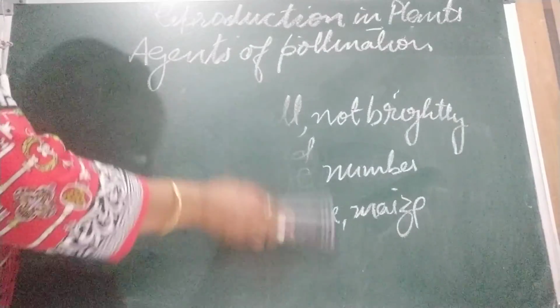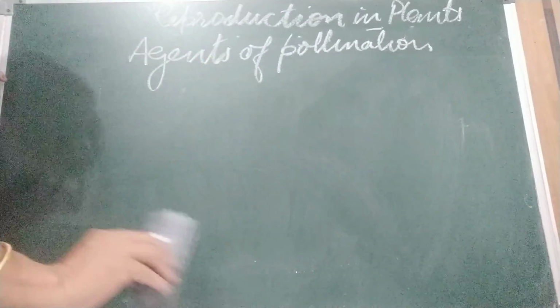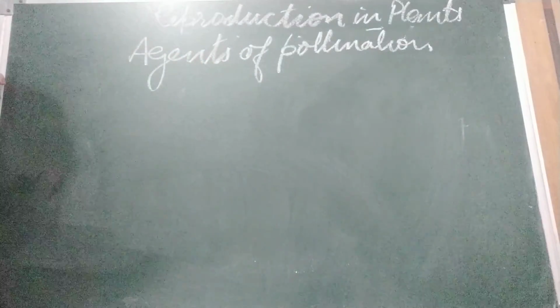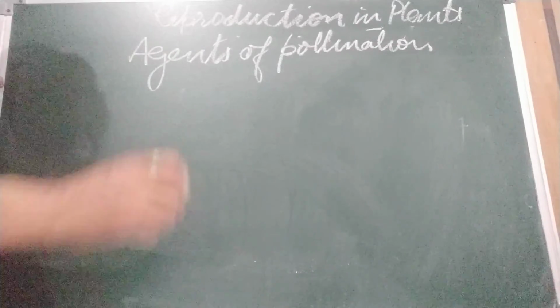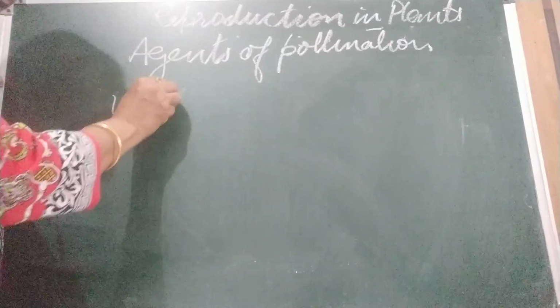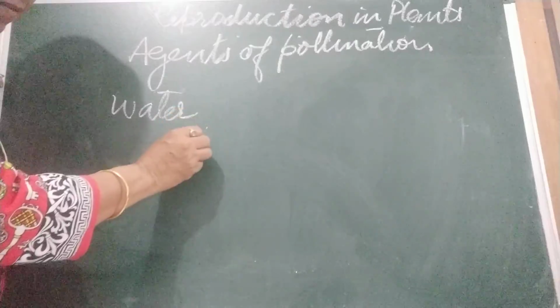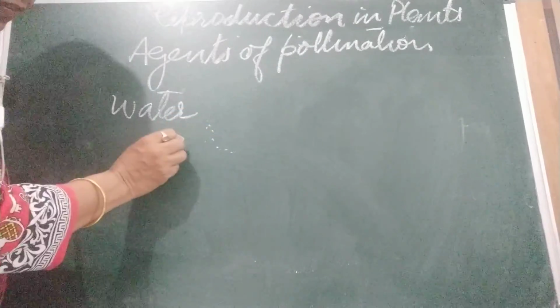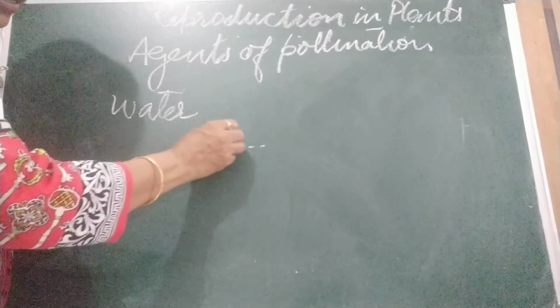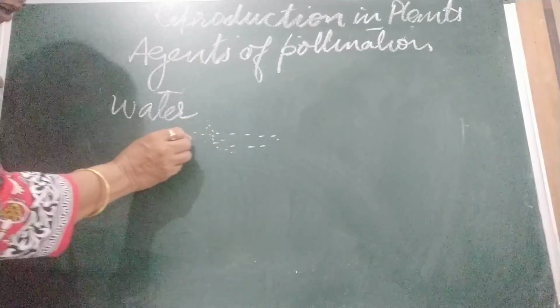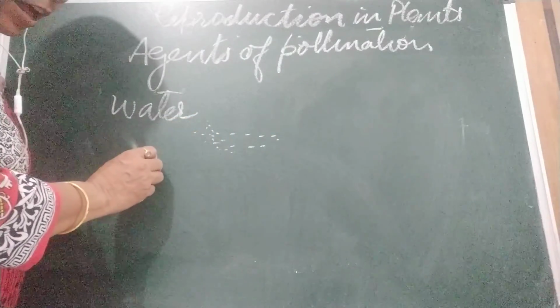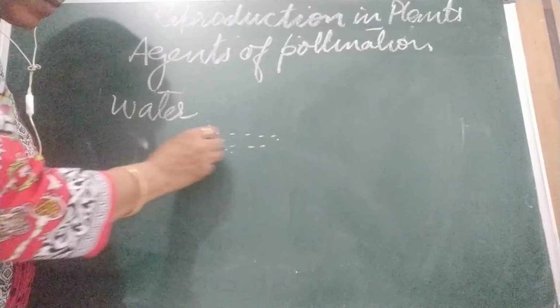Now next is water pollinated. Pollination in aquatic plants such as lotus, Vallisneria, seagrass is usually carried out by water. Water pollinated flowers release their pollen grains into the water.